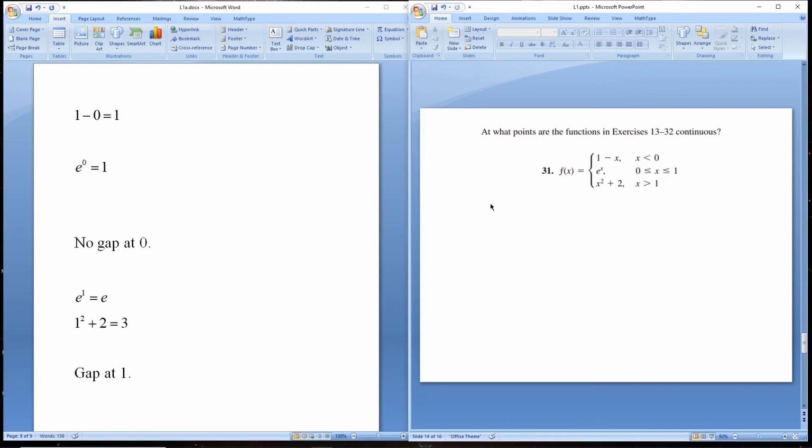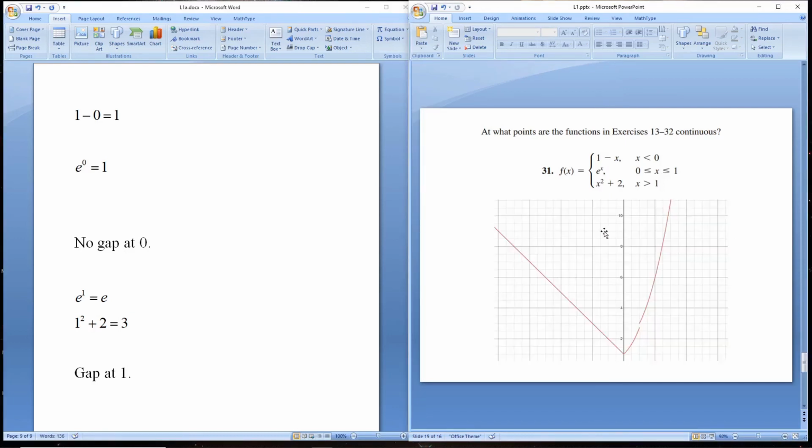So let me show you what that graph looks like. Here it is from Desmos. Here's our linear function cruising along until we get to 0. At 0, we change to the exponential. And then at 1, we change to the quadratic. And then you can see there is our gap. The exponential does not touch the quadratic. And so we then say this is discontinuous at 1.